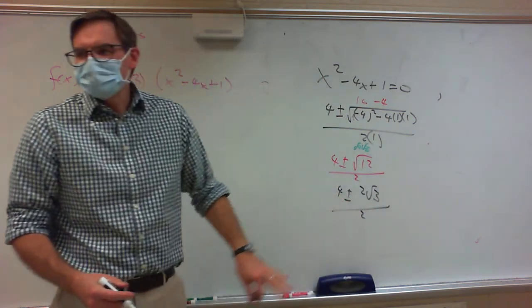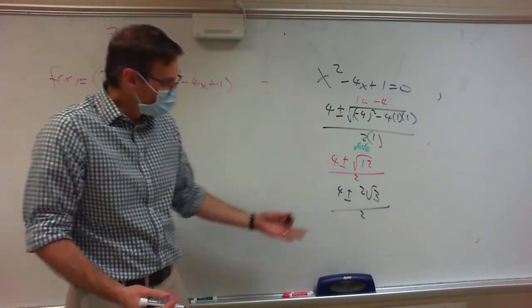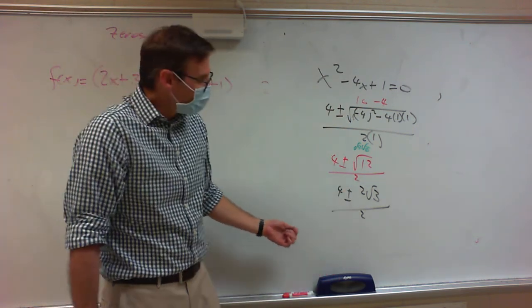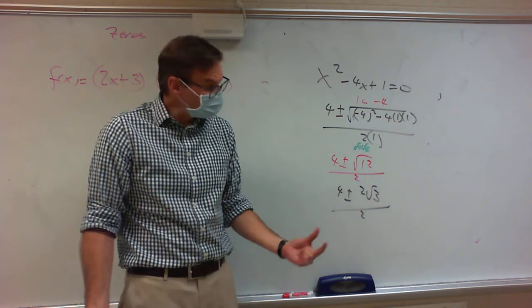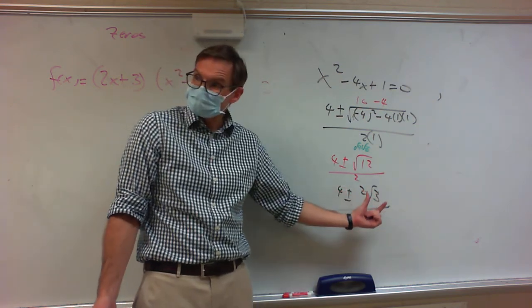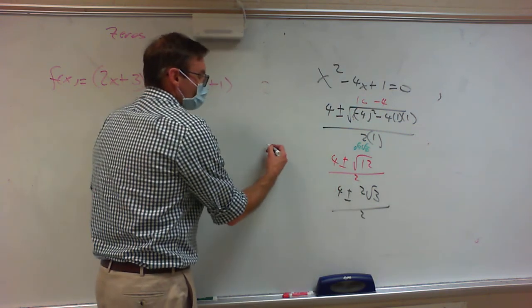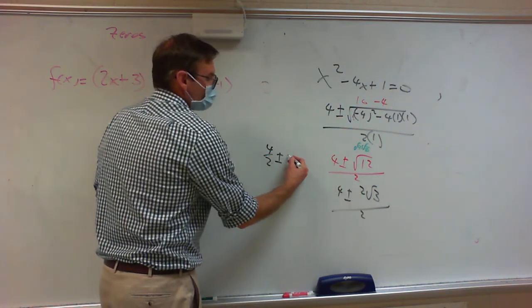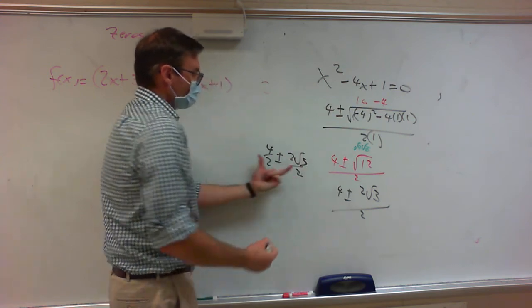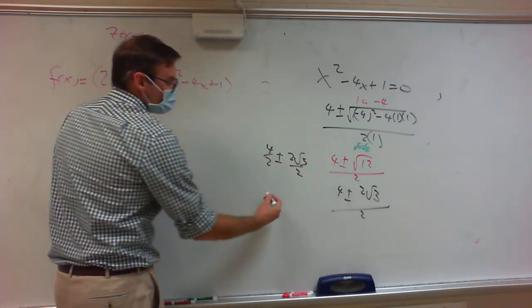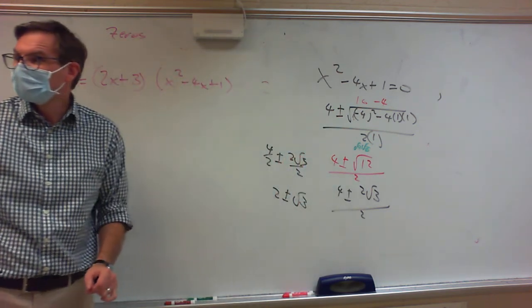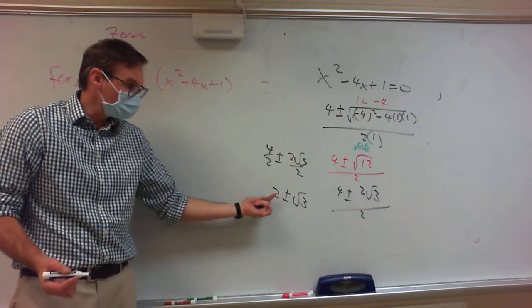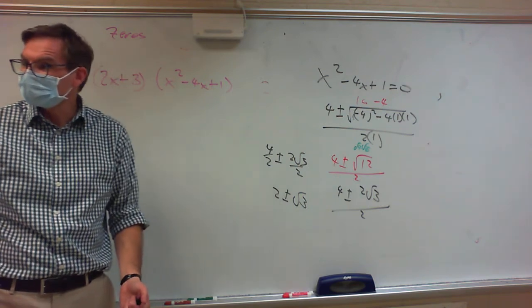And if you got something here, I want you to clean it up a little bit more because you can simplify this. You can factor out a 2. The safe thing to do would be to write it as 2 fractions: 4 over 2 plus or minus 2 square root of 3 over 2. Now when we cancel the 2's, this gives us 2 plus or minus square root of 3. We have 2 answers: 2 plus square root of 3 and 2 minus square root of 3.